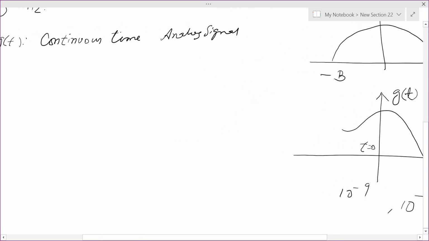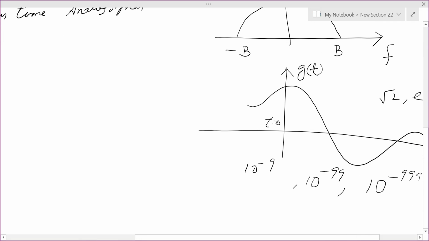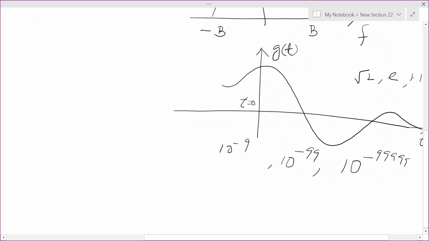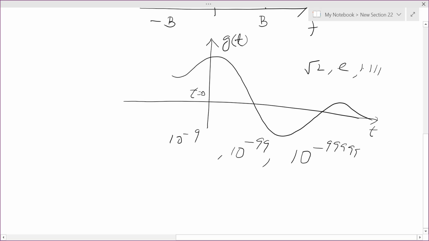So there are several issues. We cannot store such signals practically. You need infinite memory. From the time domain point of view, suppose you are transmitting this signal from 0 to 1 second, how many values do you have to store? Infinite. In fact, it is uncountably infinite. We cannot store it practically. So practically, storage of a continuous time signal is not possible.